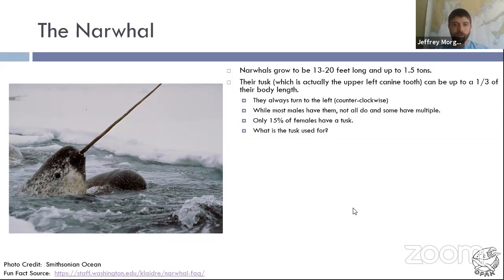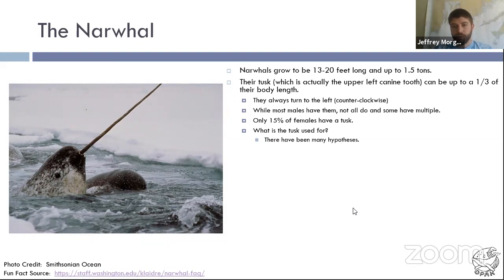There's been a lot of hypotheses of what this tusk was used for, whether it's for spear fishing, or drilling holes through the ice so that they can breathe. But most likely they're just used like deer antlers to show off to mates, so to spar with each other and to fight. And most males that we see, especially the older males, do have quite a bit of scarring around their head from these battles with each other.